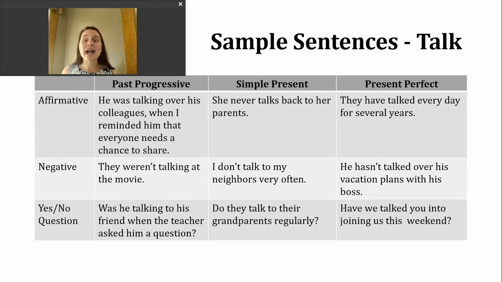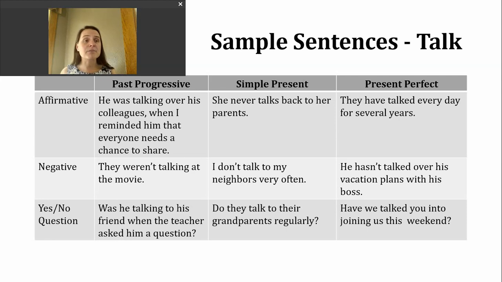Let's continue practice using talk, and we'll do it in a few different verb tenses. Today we'll look at past progressive, we'll look at simple present, and then present perfect. Let's start with past progressive.